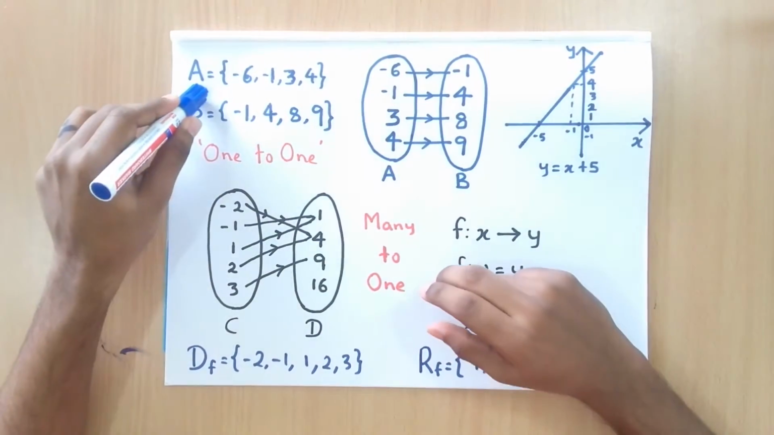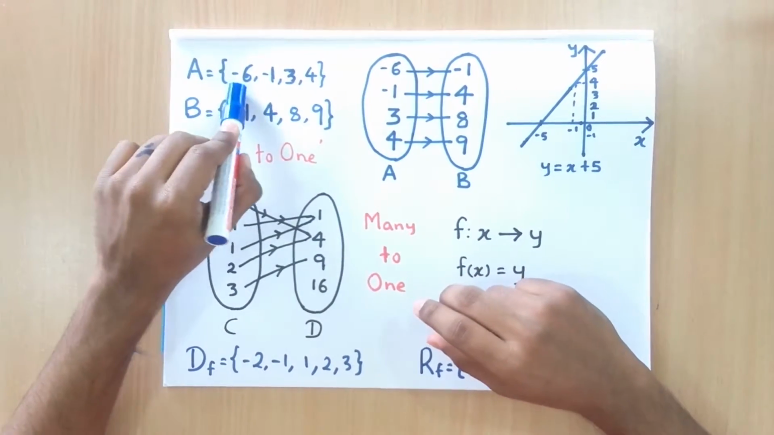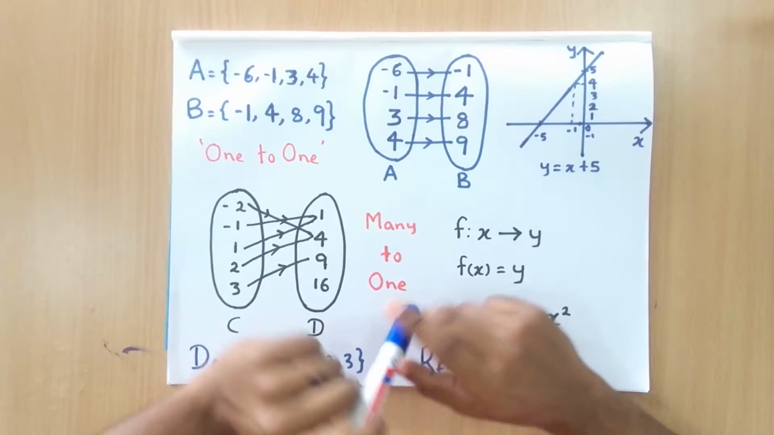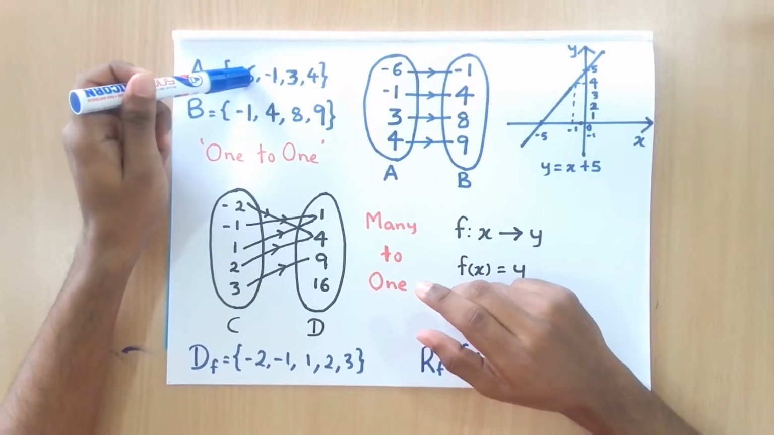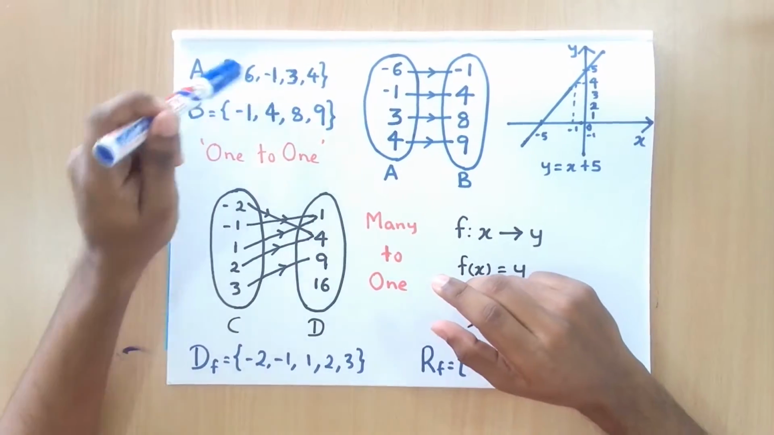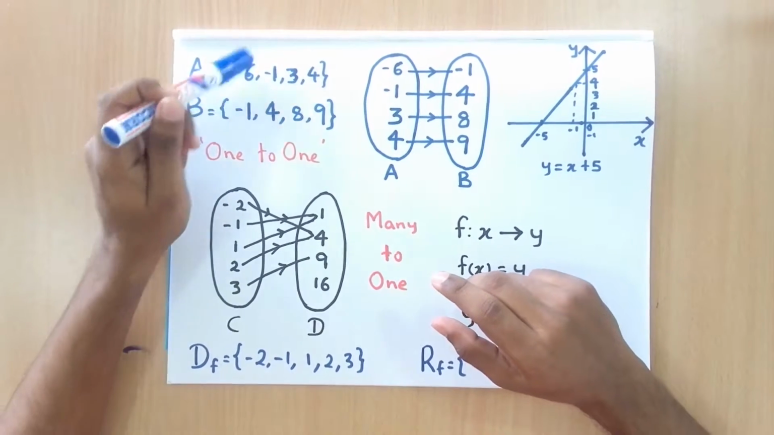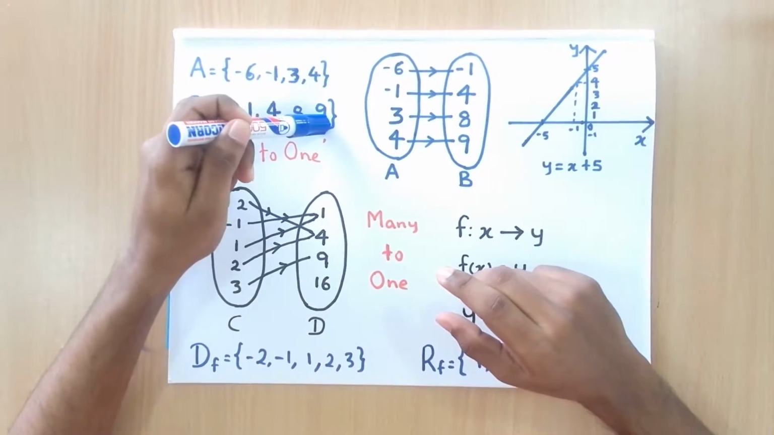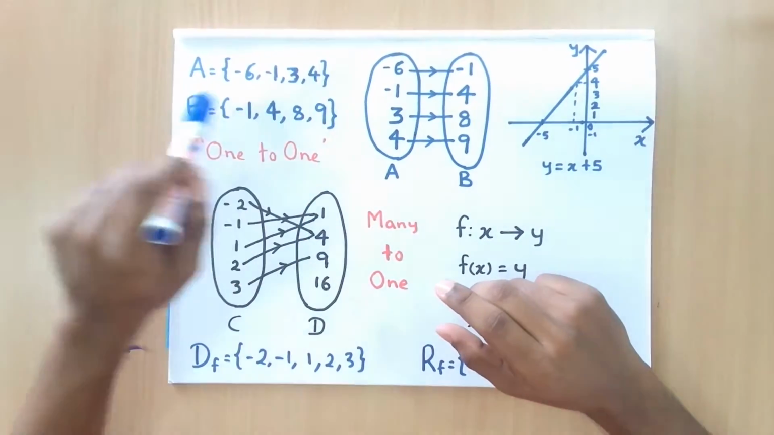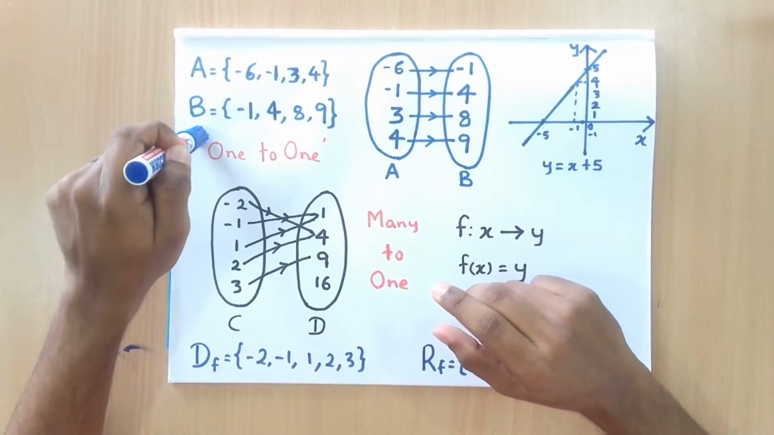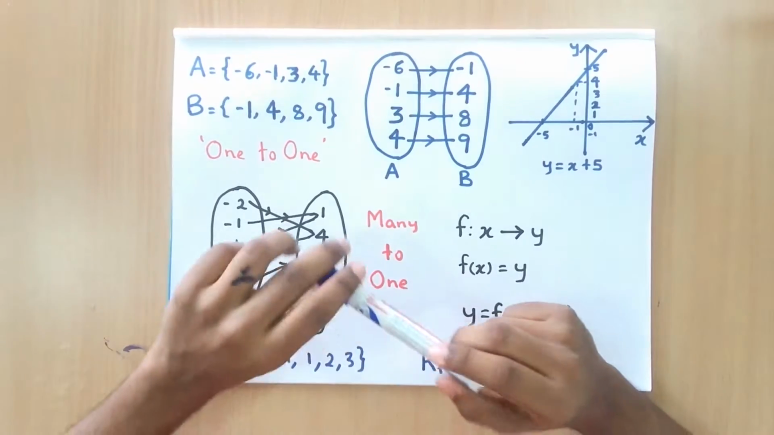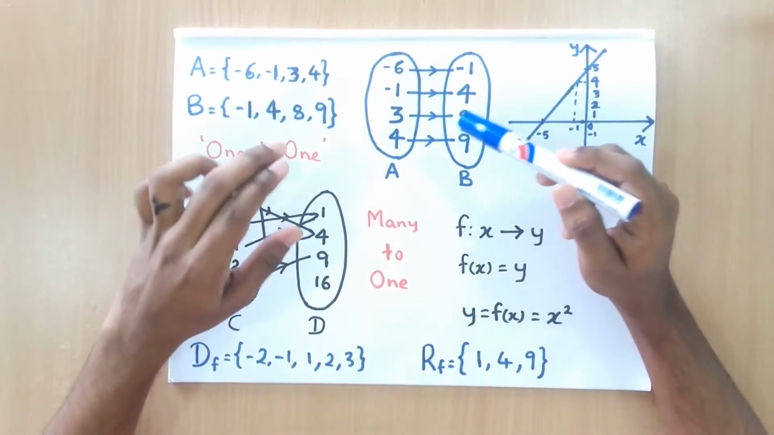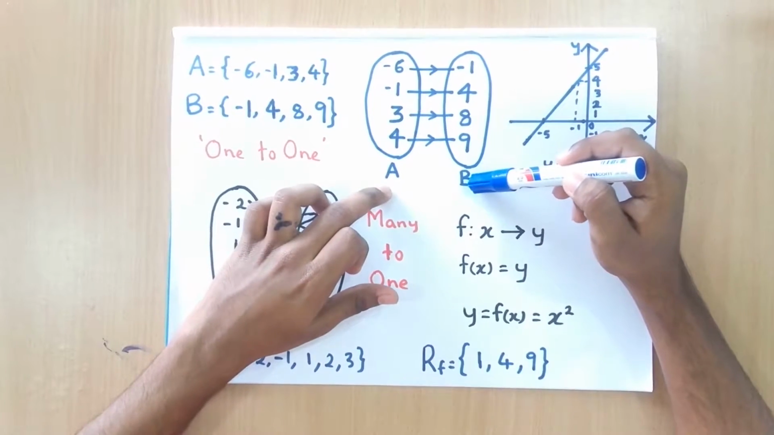Consider the set A of elements -6, -1, 3 and 4. Now let's add 5 to the elements in A. So the elements will be -1, 4, 3, 8 and 9. Let's call this set B. This relationship between these two sets can be represented in a mapping diagram as follows.